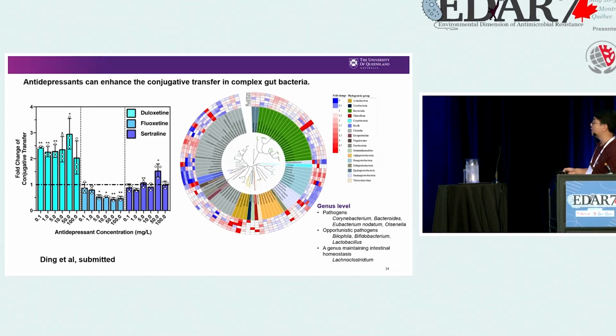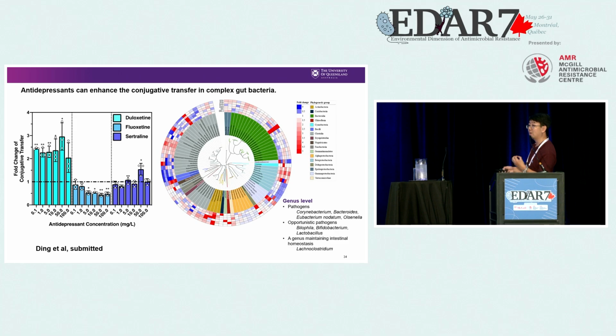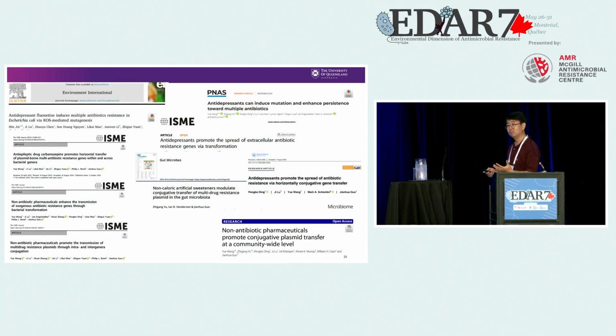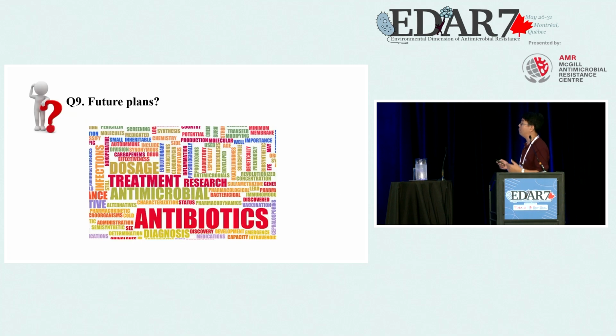We can find that some pathogenic bacteria can acquire that plasmid. So what does that mean? Maybe this drug can reshape your gut microbiota and promote gene transfer. But if you are interested in the details, you can look through our publications.